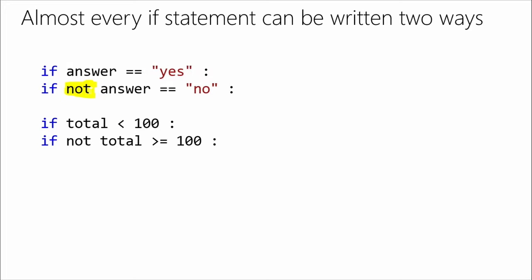This is a way of saying if the condition I'm providing is not happening, if this is not true, do this. So saying if the answer is yes, do the following. If the answer is not no, do the following. It's kind of saying the same thing. I could say if the total is less than 100, or if not, total greater than or equal to 100. Because if a total is not greater than or equal to 100, then it must be less than 100.